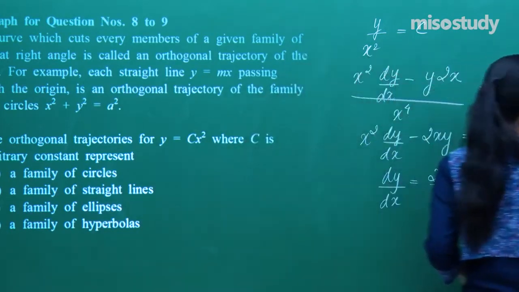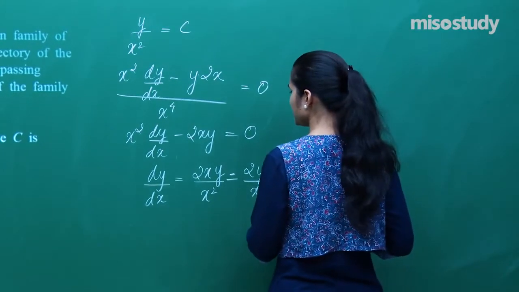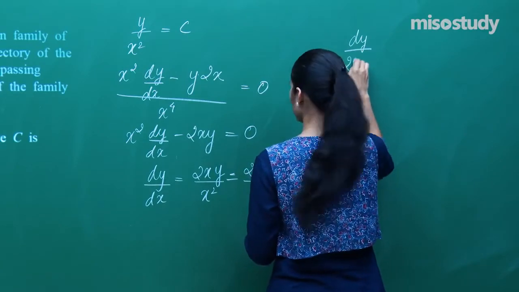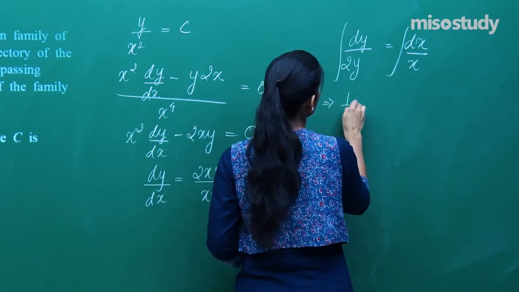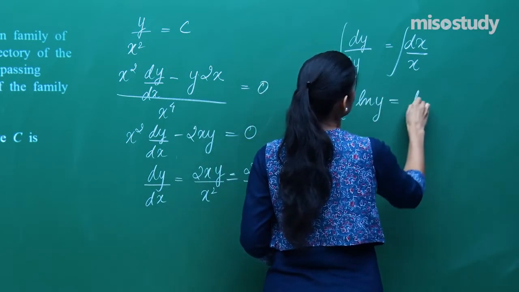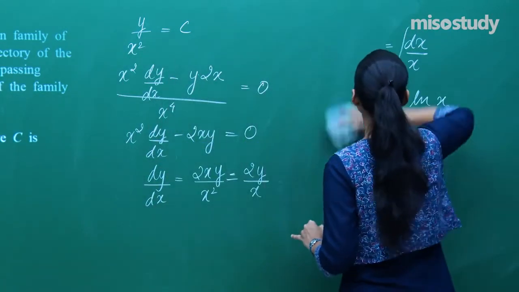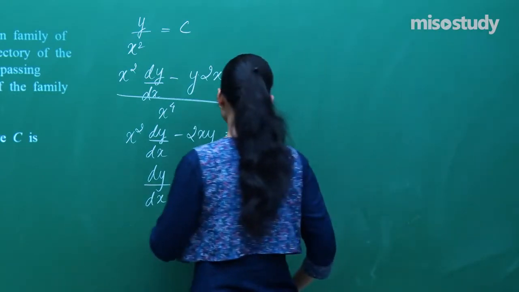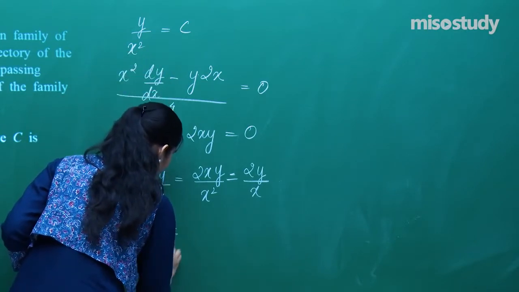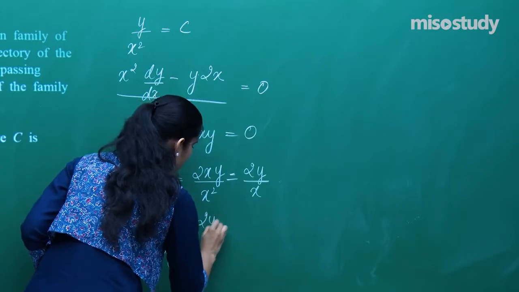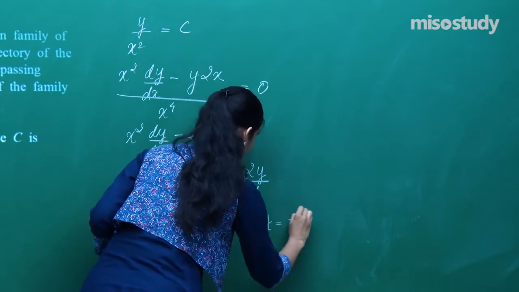Fine. Now that you have got this, I can say this means dy by 2y equals dx by x. So this implies 1 by 2 ln y equals ln x, isn't it? Or rather than that, if I don't talk about this solution, I have got dy by dx equals 2y by x. For orthogonal trajectory, we basically replace dy by dx by minus dx by dy. This becomes equal to 2y by x, which implies dy by dx turns out to be minus x by 2y.